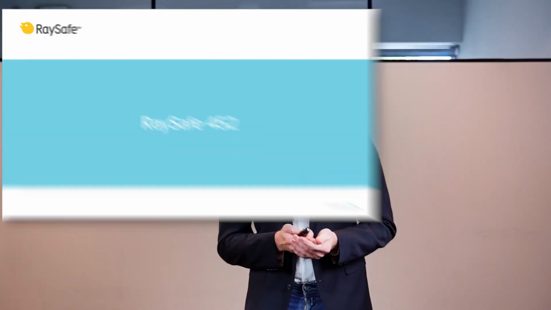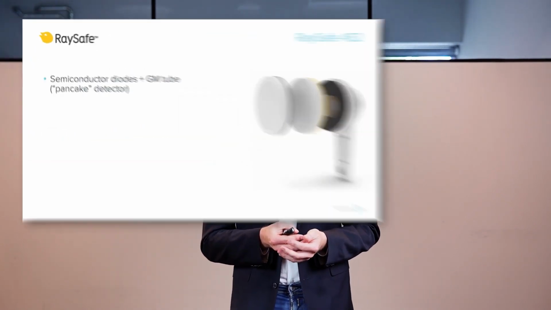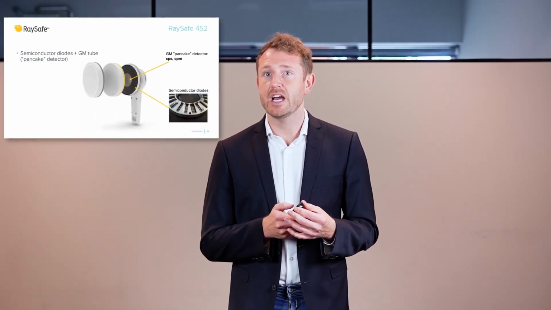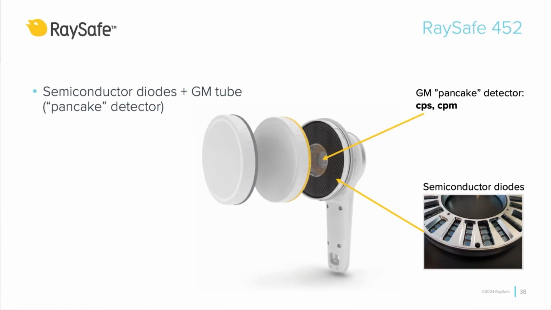The RaySafe 452 is based on semiconductor diodes in combination with a GM pancake detector. We have placed the GM tube in the center of the meter where it can be used as an unfiltered, highly sensitive contamination meter if needed. The GM tube is surrounded by an array of semiconductor diodes with different filtration characteristics. They create 4 channels, which contributes to a wide and flat energy response. These diodes also give the possibility to give you the mean energy of the measured spectrum.